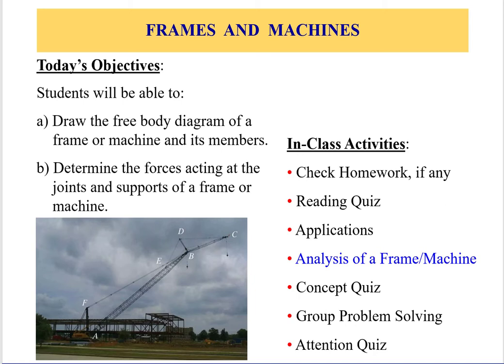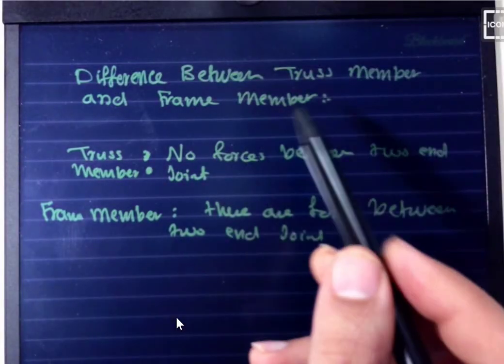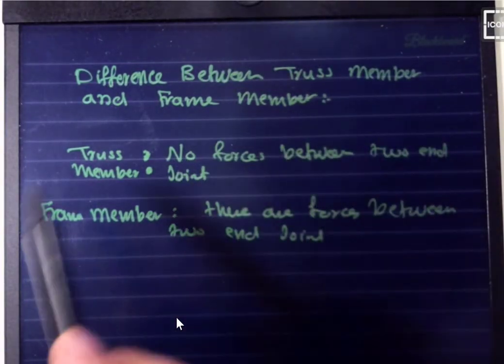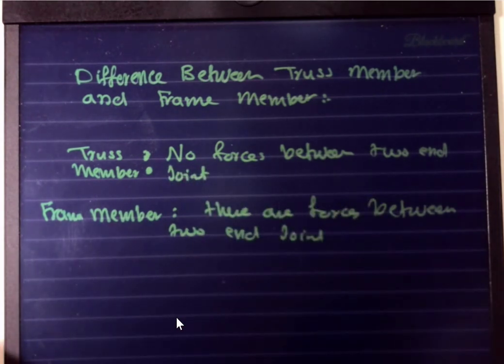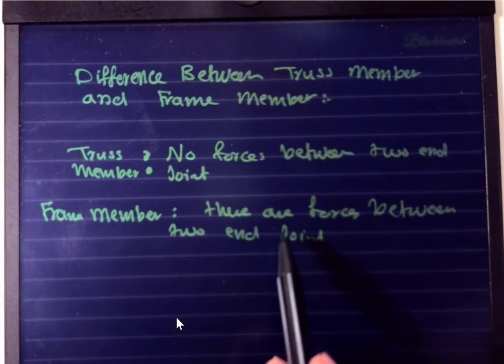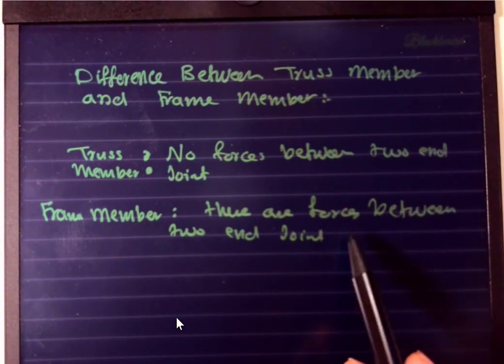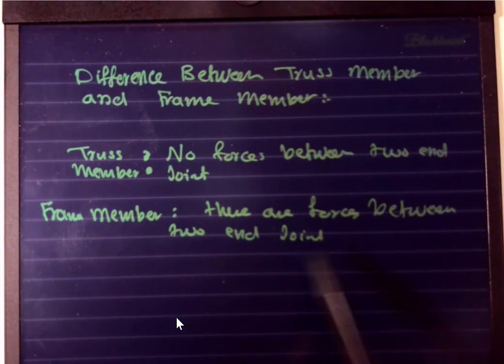Now, let's take some examples. The difference between the truss member and the frame member is that the truss member has no forces between the two end joints, and the frame member does have some forces between the two end joints. Let's take some examples.